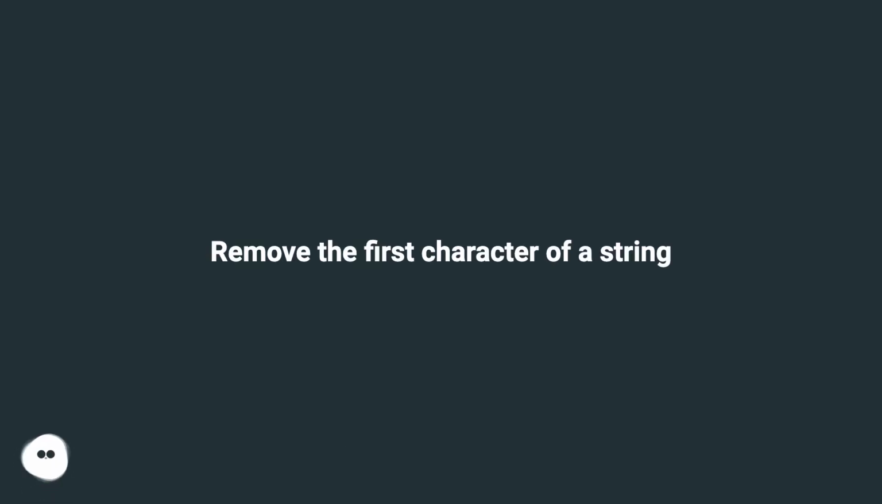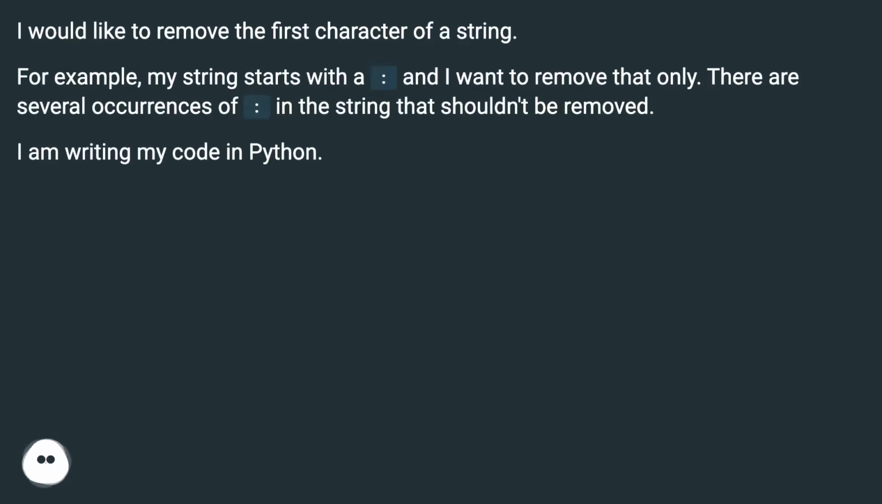Remove the first character of a string. I would like to remove the first character of a string. For example, my string starts with a colon and I want to remove that only. There are several occurrences of colon in the string that shouldn't be removed. I am writing my code in Python.